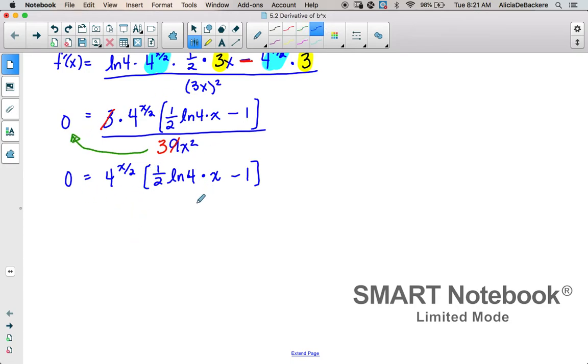All right, so we want to solve this. I've got it already factored, which is nice. So if I have two factors being multiplied to equal 0, either the first factor equals 0 or the second factor equals 0.